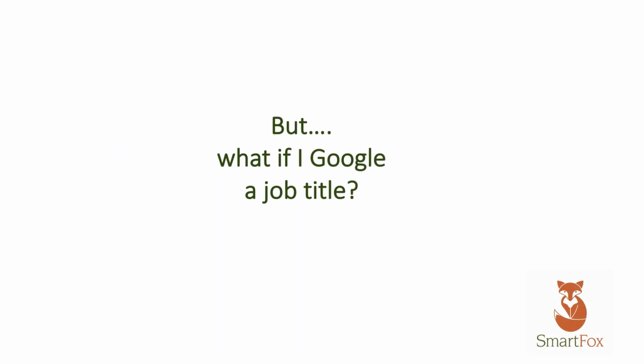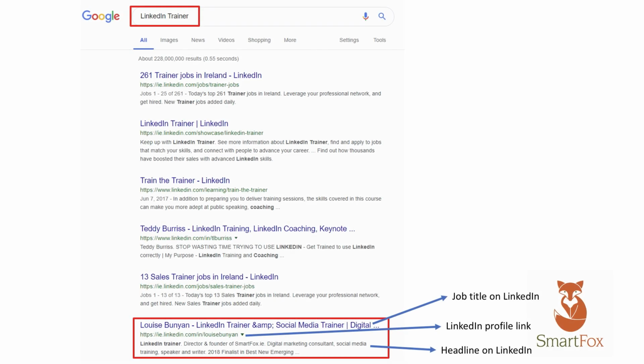So that's one example of how important our LinkedIn profiles are on Google searches. But what happens if I Google a job title? So here is an example of another Google search result, but this time I've put in the words LinkedIn trainer. And you can see that my profile is appearing just at the end there. And this time it's pulling different words from my LinkedIn profile. So you can see Louise Bunyan, LinkedIn trainer and social media trainer, SmartFox Digital. So that's my job title on LinkedIn. So don't disregard your job titles because they're very important and we're going to do a lot of work on keywords around that.